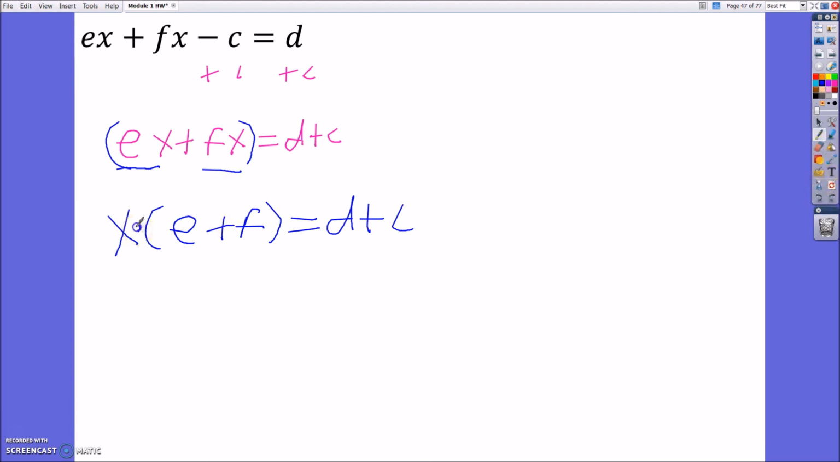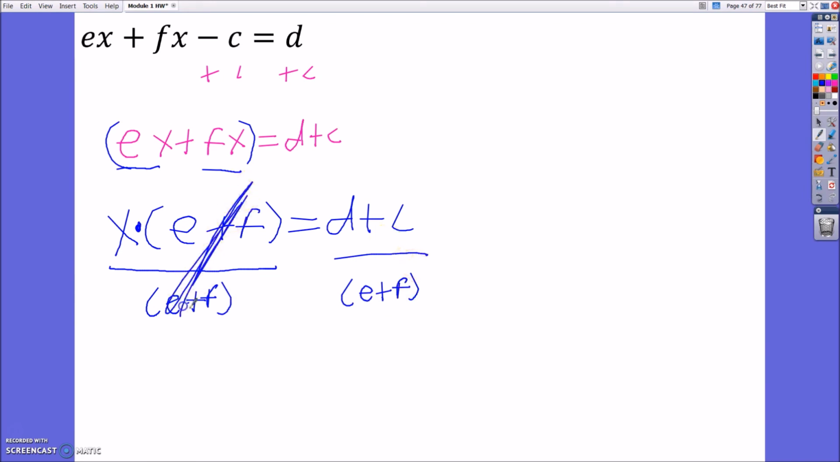Now to get x, remember this is x times e plus f. So what I'm going to do is divide both sides by e plus f. These are going to cancel, and I'm left with x is equal to d plus c all over e plus f.